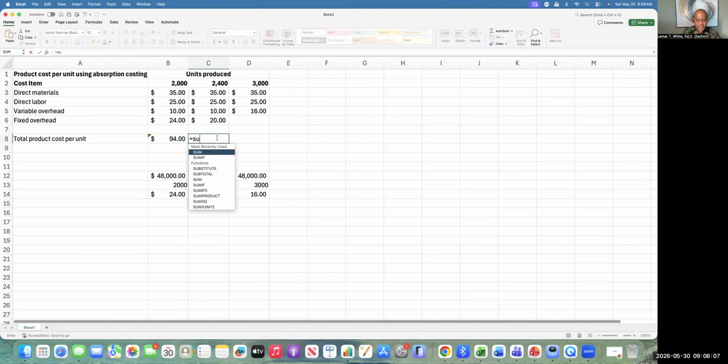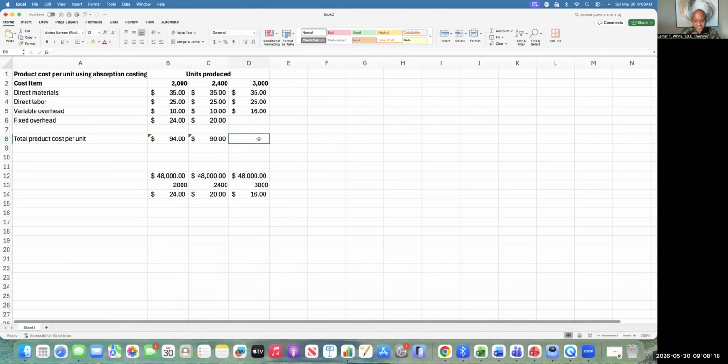And I'm going to add these ones. At 2,400 units, my total per unit cost is $90. And at 3,000 units, the total is, oops, I'm gonna add those, but I have to put this is $10 and this is 16. So my total is 86.